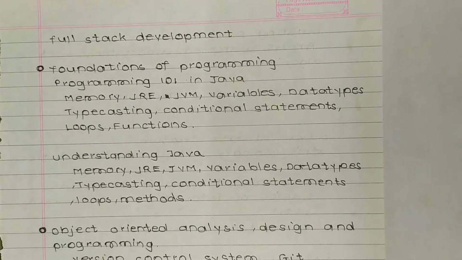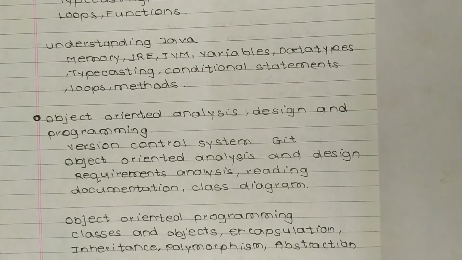First is foundation of programming. This is a basic course for programming. First is programming 101 in Java: memory, JRE, JVM, variables, data types, typecasting, conditional statements, loops, functions. So this is for programming in Java. Understanding Java: memory, JRE, JVM, variables, data types, typecasting, conditional statements, loop methods. So this includes understanding of Java.